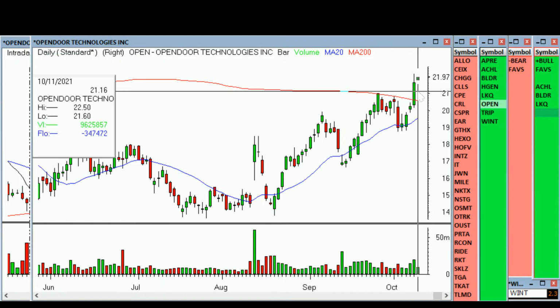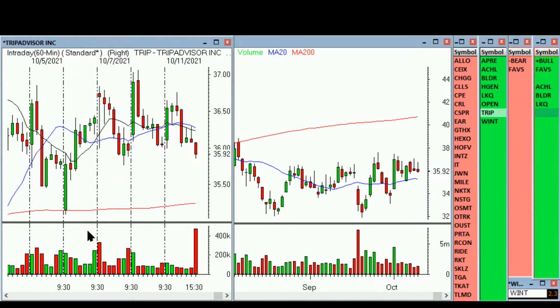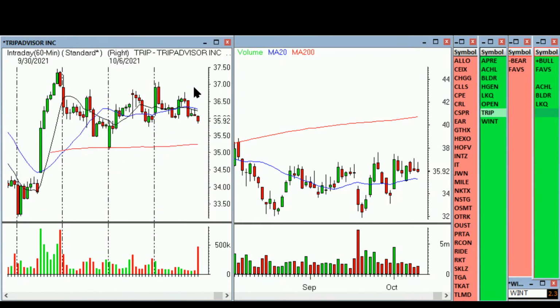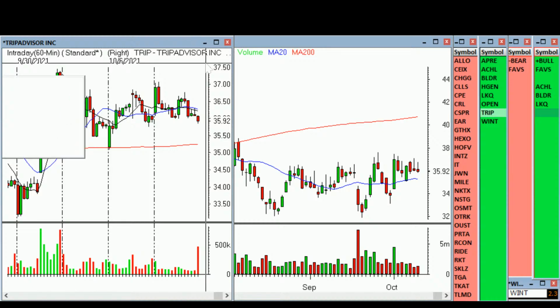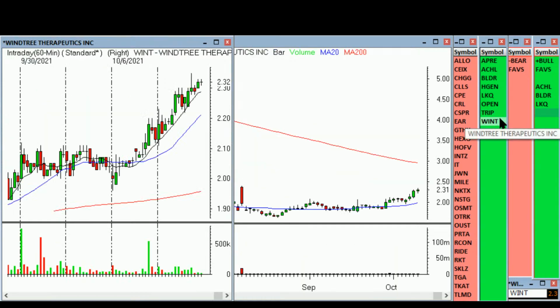Entry over this bar is high, stop under low. I'm gonna pass. Trip, we've had a call on it for a while. Hourly doesn't look good, but if it pops over 37.50, that will be the entry for Trip. Does not look like it's gonna trigger anytime soon. And then WINT is like the APRE. Okay, so for tomorrow, those are kind of the 3 favorite ideas.